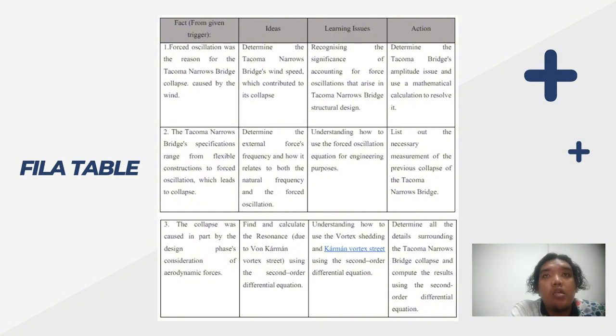The second is the Tacoma Narrow Bridge specifications, ranging from flexible construction to forced oscillation which leads to collapse. Determine the external force's frequency and how it relates to both the natural frequency and the forced oscillation. Understanding how to use the forced oscillation equation for engineering purposes. List out the necessary measurements of the previous collapse of the Tacoma Narrow Bridge.